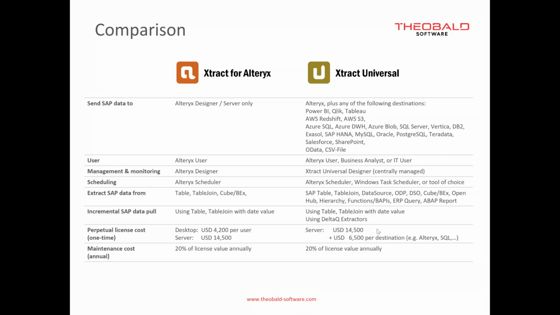The perpetual license comes with 6 months of our support. We want to make sure you get the product working and running and are satisfied with it. And then after 6 months, we offer a maintenance, which is annually at 20% of the license value. So if you would purchase a desktop license, you would pay the $4,200 per user once, and then annually you would pay the 20% of that, which is $840 for that user license once a year.